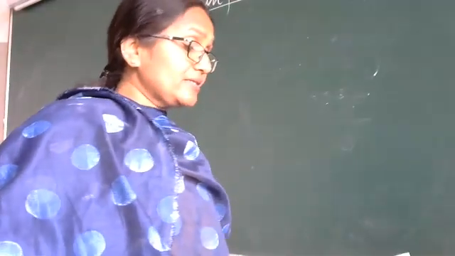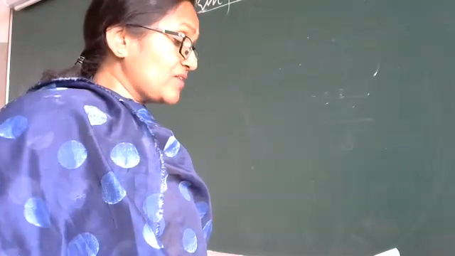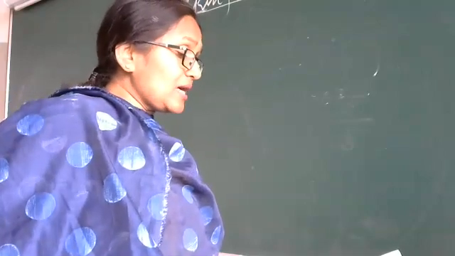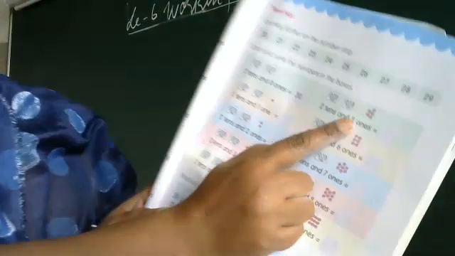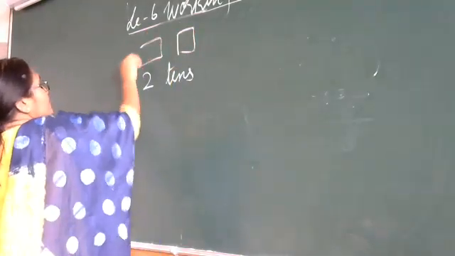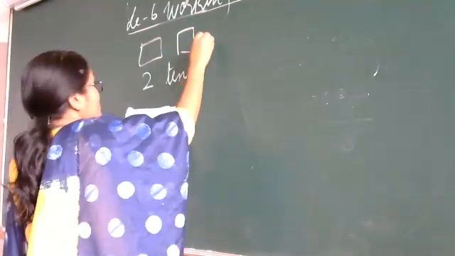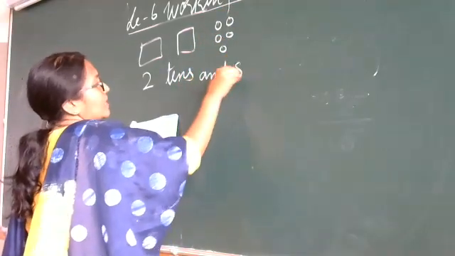Page 63. Yes, count and write the numbers in the box. So one example I have there, they have given 2 tens and 0 ones, okay, 20. There are no ones. So it is 20. The second one, I am showing you this side. So 2 tens there, 2 tens of 10, that box is there. And 5 ones are there. So 1, 2, 3, 4, 5 come and 5 ones.